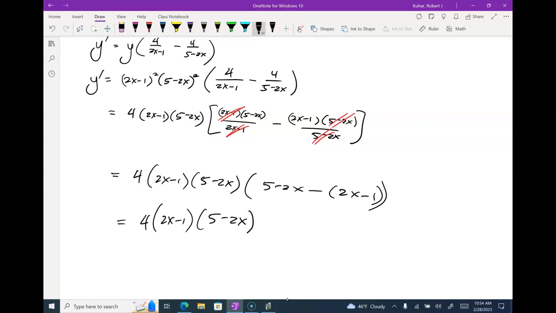So inside there, I have to see if it factors. It looks like I get a negative 2x minus another minus 2x, so that's negative 4x, right? Yes, and then I get a 5 minus a negative 1, that's 6. So I'm going to take out a negative 2.